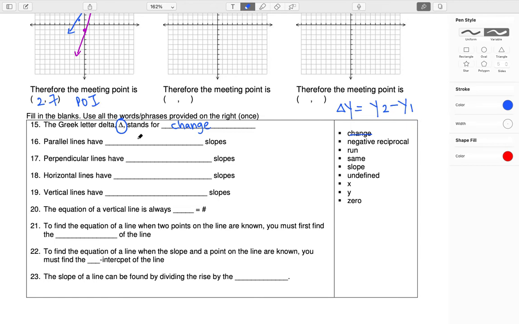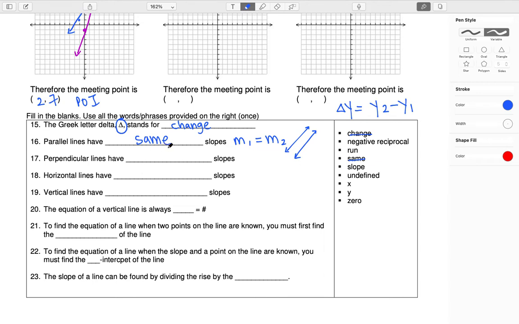Parallel lines have the same slope. So slope 1 is going to be equal to slope 2. They have the same slantedness. So that's why you will notice that they will never meet.